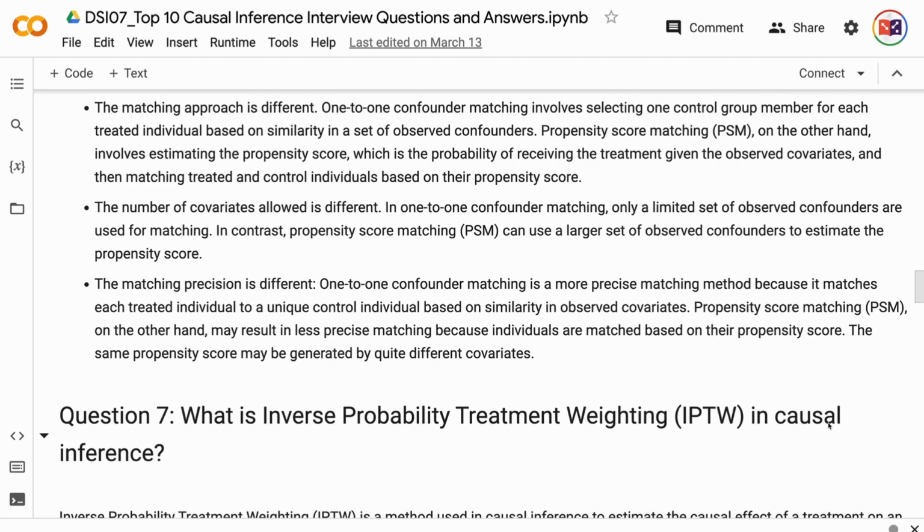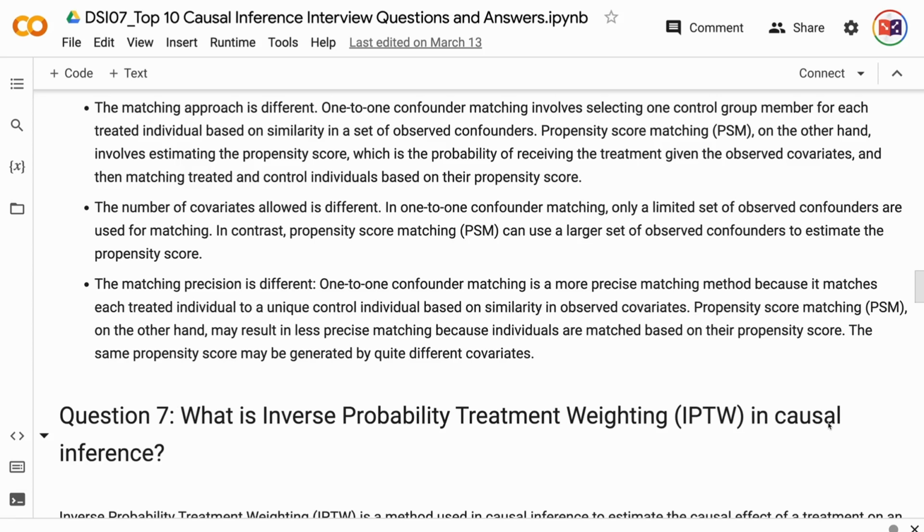The matching precision is different. One-to-one confounder matching is a more precise matching method because it matches each treated individual to a unique control individual based on similarity in observed covariates. Propensity score matching, on the other hand, may result in less precise matching because individuals are matched based on their propensity score.